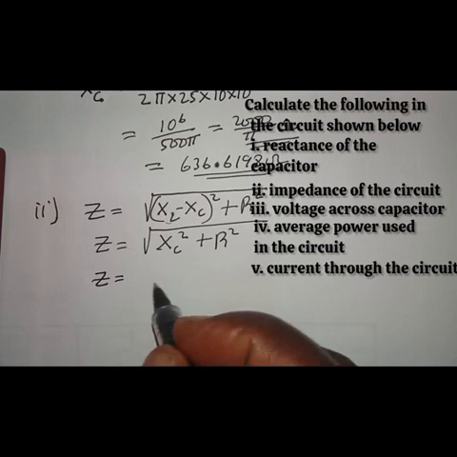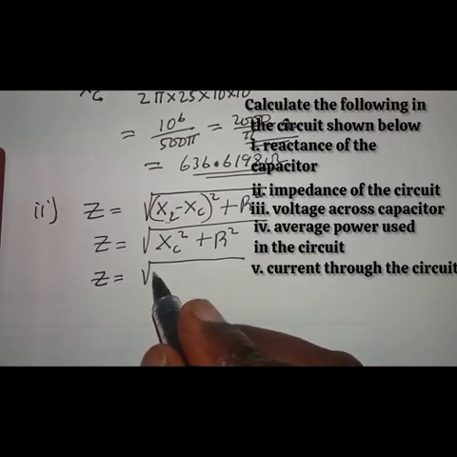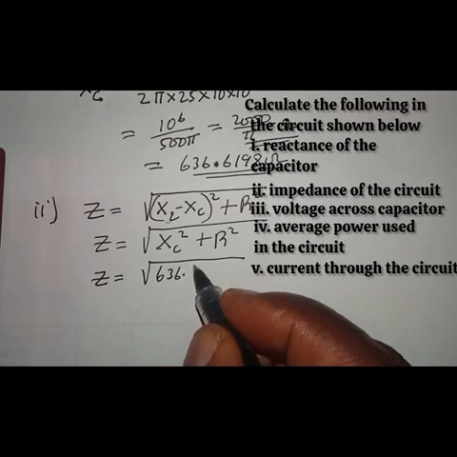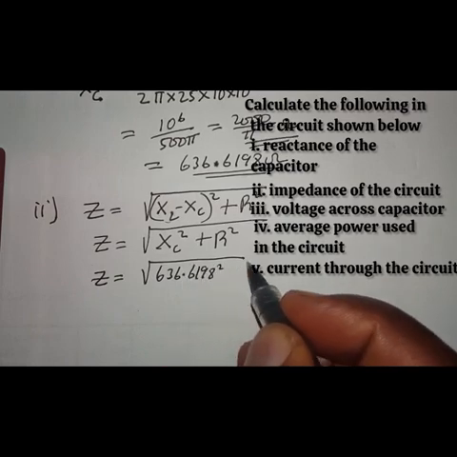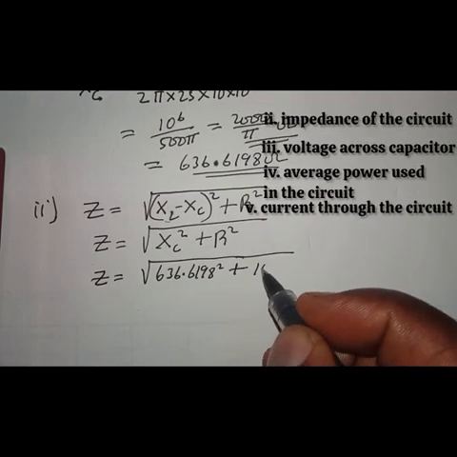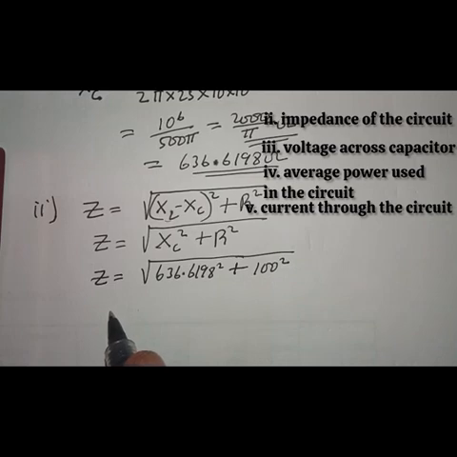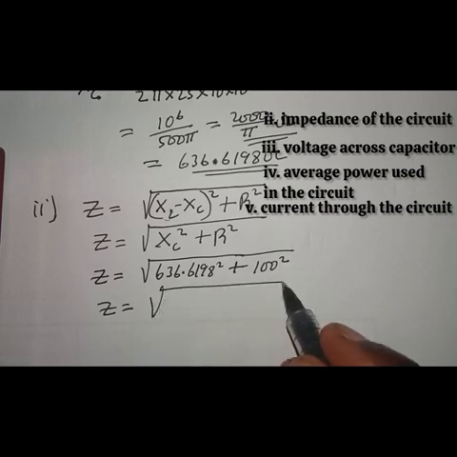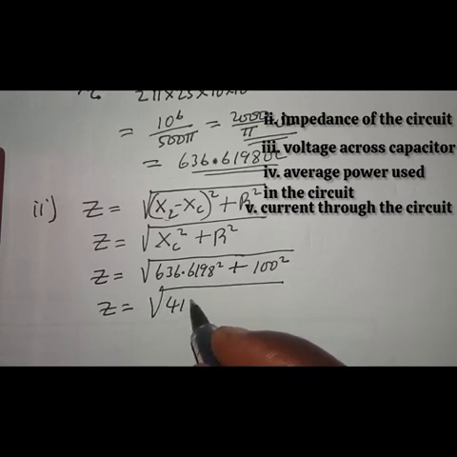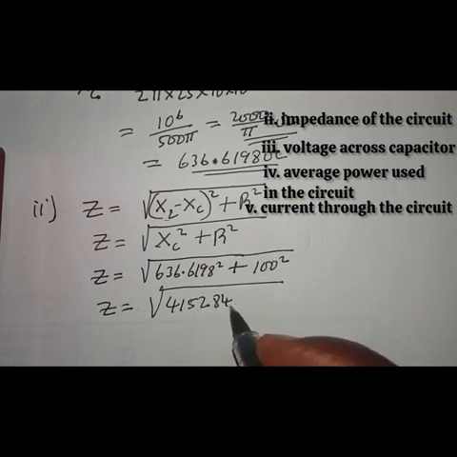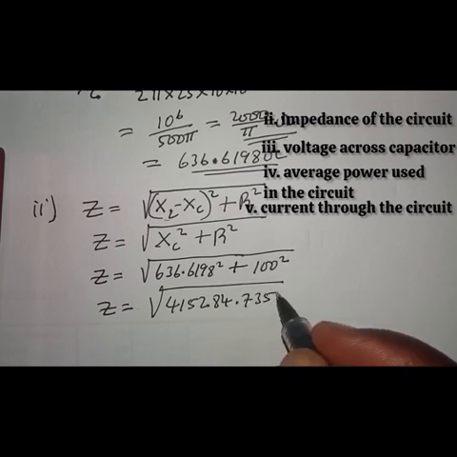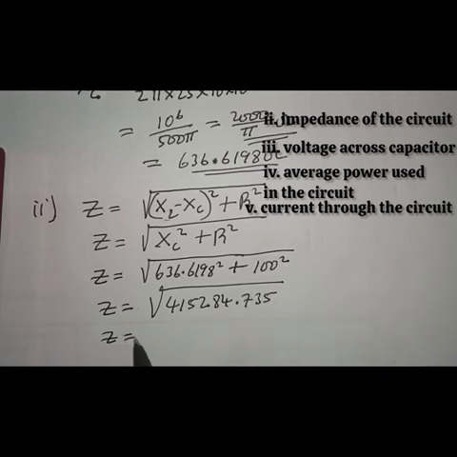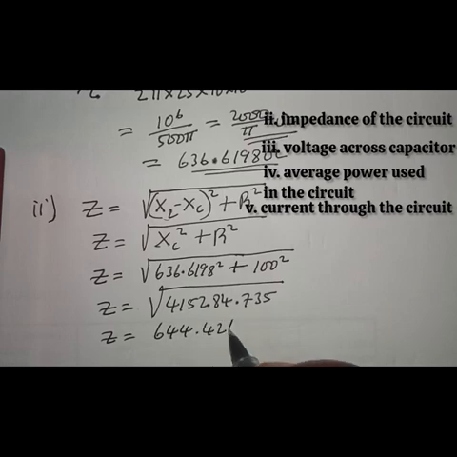Therefore, the impedance of the circuit is equal to the square root of, we got the capacitive reactance as 636.6198, and we square it. We were given the resistance as 100 ohms, so we square it as well. When you compute that by punching your calculator, you're going to have the square root of 415,284.735. You can confirm with your calculator. Therefore, Z is the square root of this number, which is going to give us 644.426 ohms, and that is the impedance.